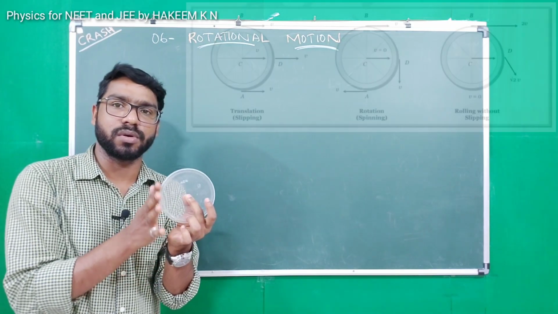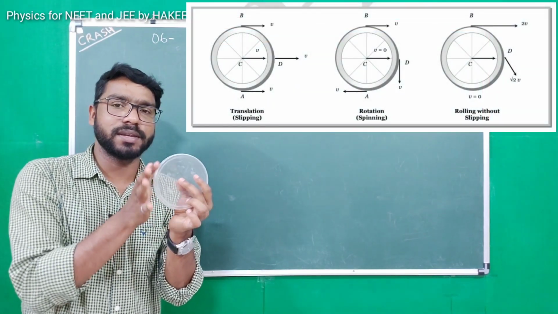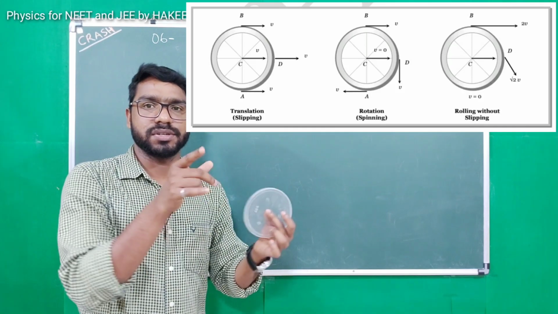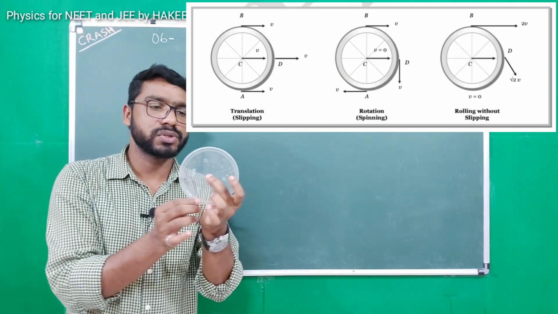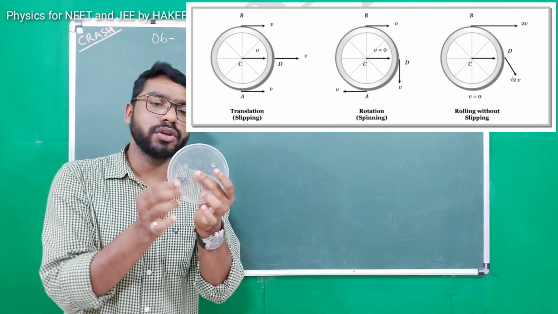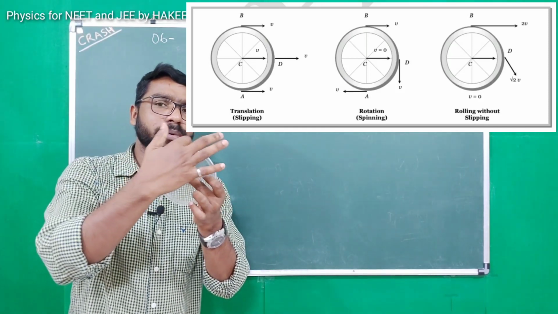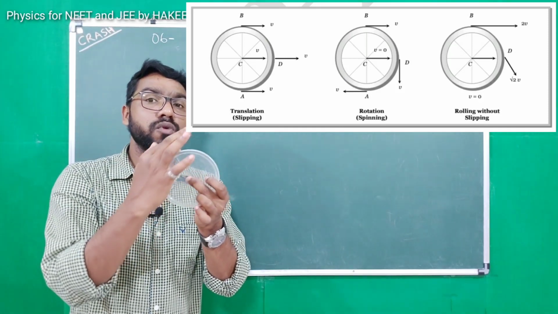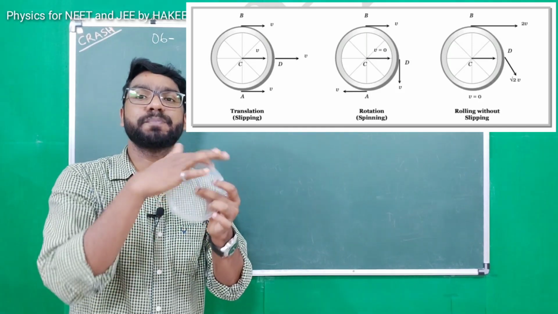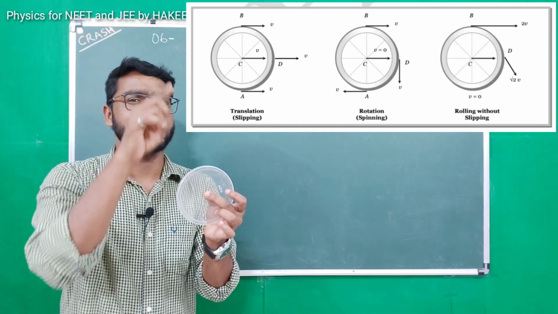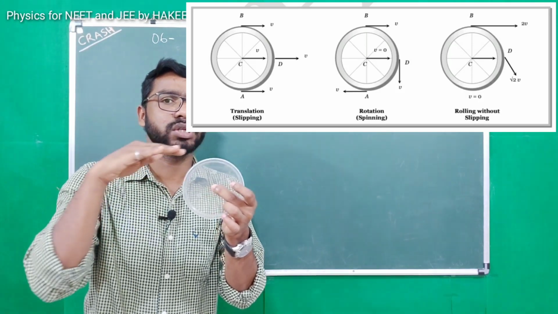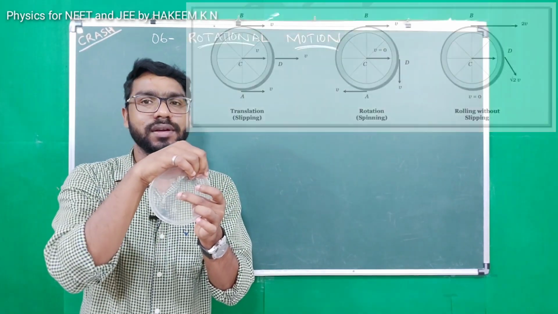Second wheel is in rotation or spinning. What does it mean? There is no translation. So every point of the wheel moves with the same speed. Don't say with the same velocity, because direction of velocity changes along the tangent.